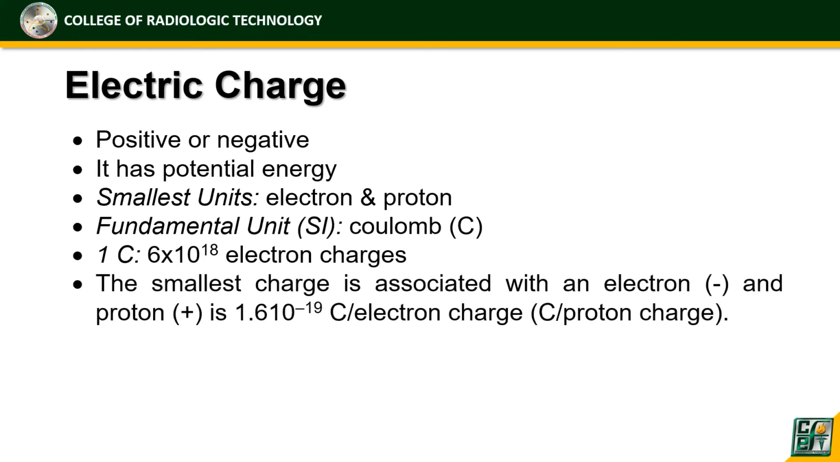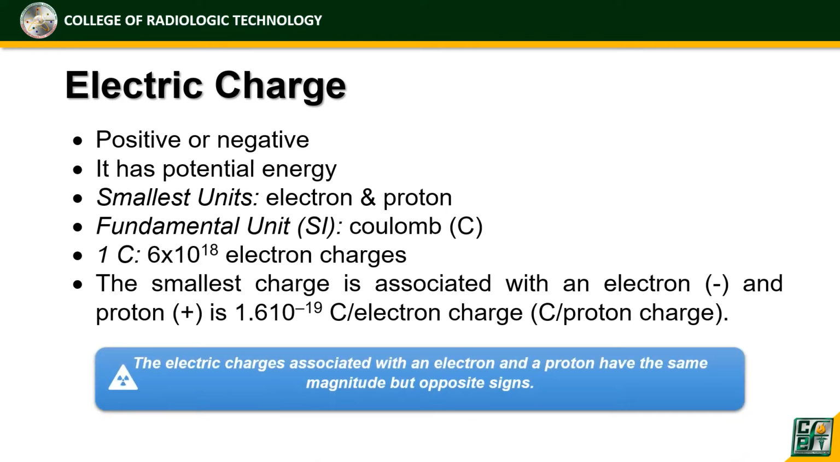So the smallest charge, associated with an electron and a proton, is 1.6 times 10 to the negative 19 Coulomb per electron charge or Coulomb per proton charge. Paano siya nakuha? So 1 Coulomb divided by 6 times 10 to the 18th. Okay, clear? Okay.